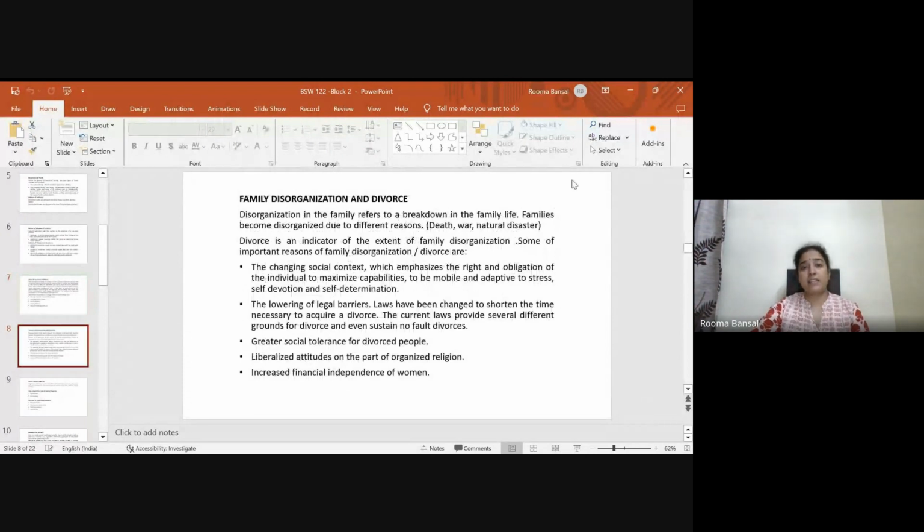Okay, next is family disorganization and divorce. Disorganization in the family refers to a breakdown in family life. Families become disorganized due to different reasons. Here, disorganization means an organized family has lost its basic structure. There are n number of reasons. Death means death of a family member.